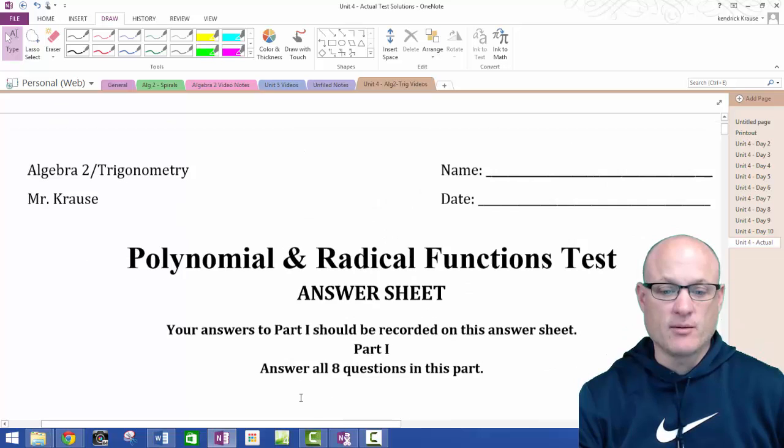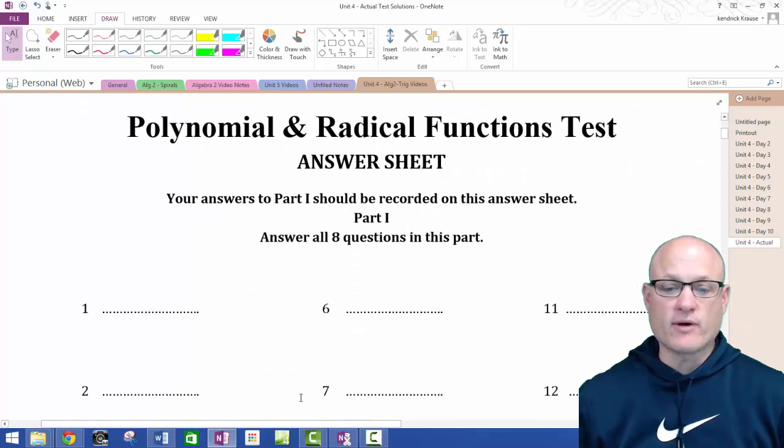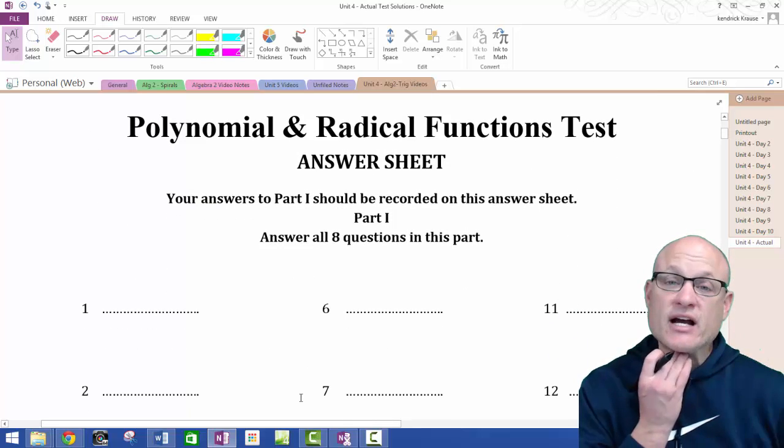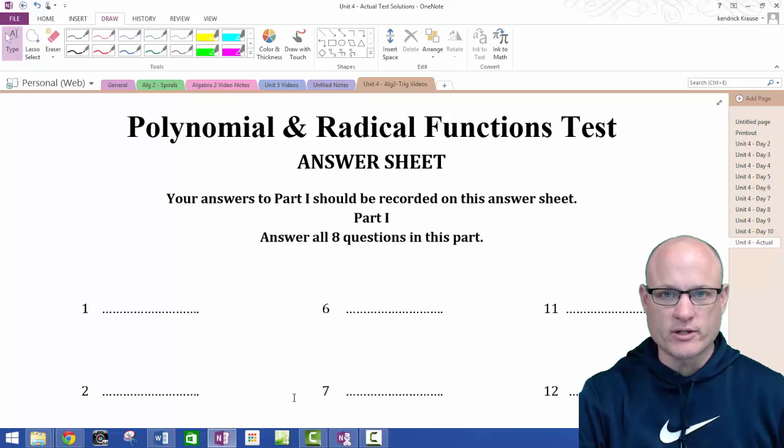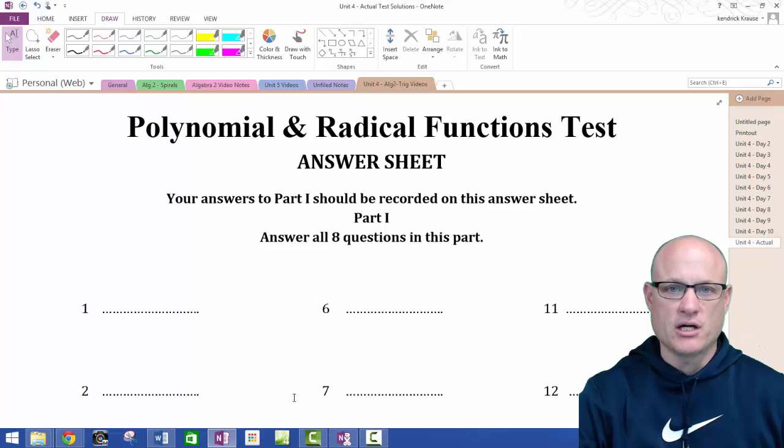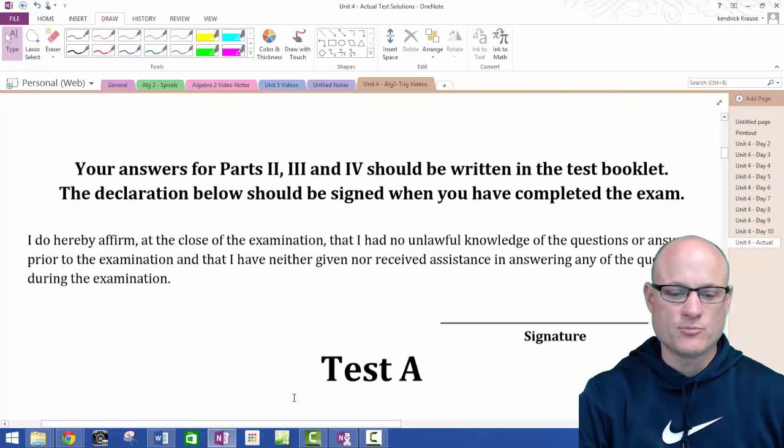So at any rate, what we're going to do is go over the polynomials and radical functions test, see how you did, see what you could have done better, see what mistakes you could have made, and hopefully you'll find your mistakes. And I'm going to model the new test after this one, so it'd be very much in your best interest to go through this and figure out what you did wrong and what you could have done better. All right, brothers and sisters, young kiddies, here we go.